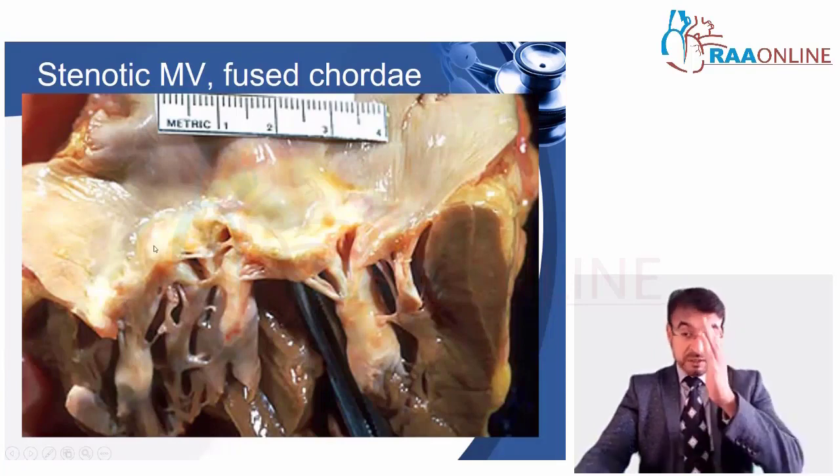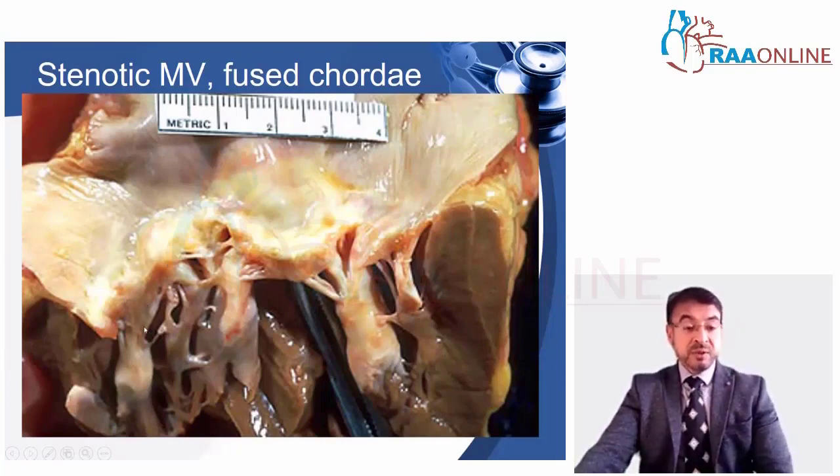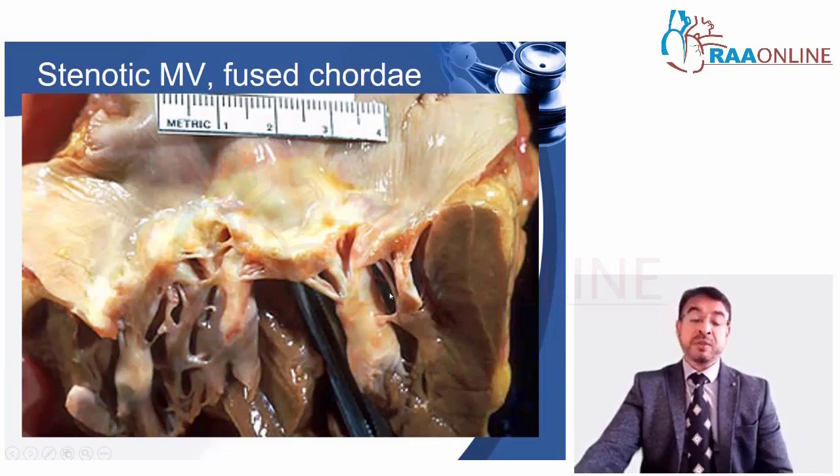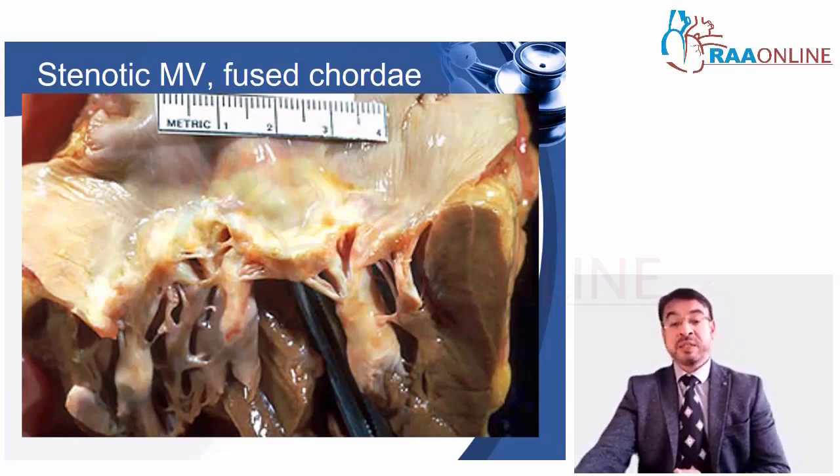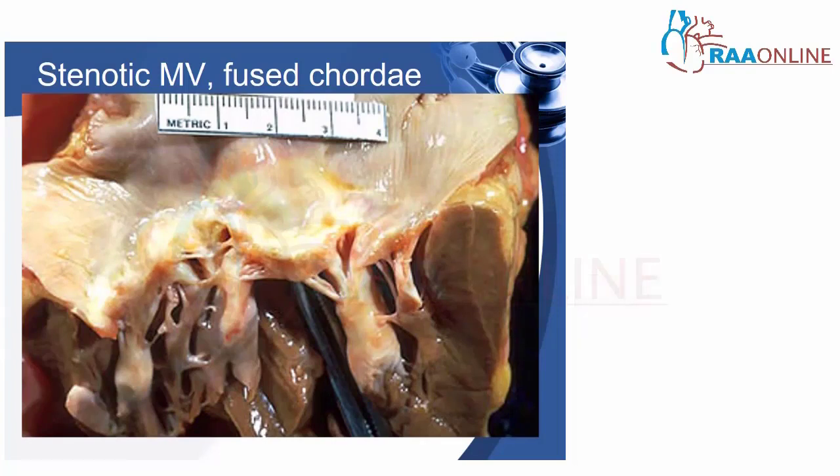Now the mitral valve has been cut open and spread out. You can see the chordae tendineae are all fused. If you remember the previous pictures in the past couple of lectures, the chordae tendineae are very thin, and in this case they are fused.